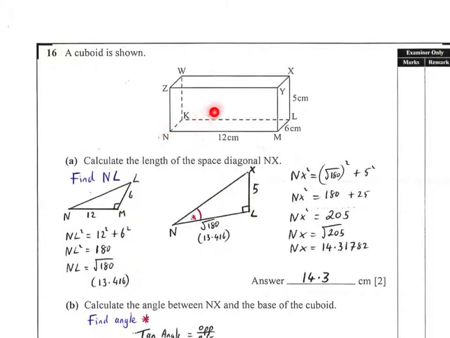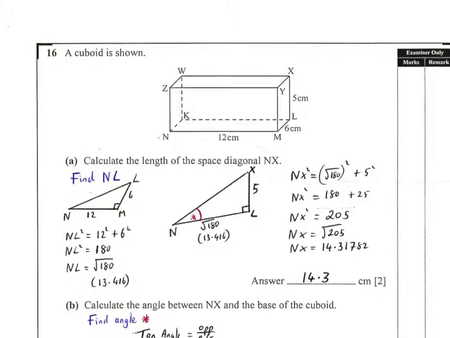To find the length of NX, again look for the shadow. The shadow would be from N to L. So step 1 is find NL using the bottom rectangle. So we have N to L, that's 12, that's 6. Pythagoras' theorem, 12 squared plus 6 squared, square root that, square root of 180, which is 13.416. Then to find NX squared, we're going to use NXL. This is 5, this is the 13.416. So NX squared is 180 plus 25. The square root of 205, 14.3.